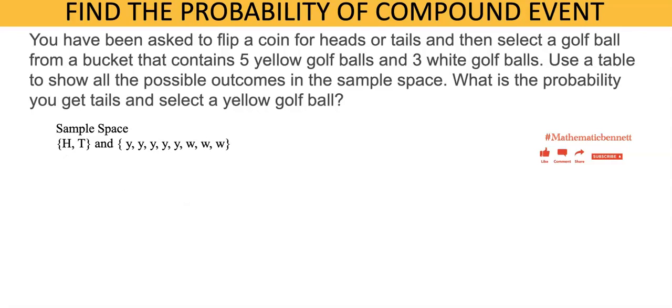Alright, so first we need our sample space. We have heads, tails. Since we have 5 yellow golf balls, we have to write it out: Y to represent the yellow golf balls, and W to represent the 3 white golf balls. From there, we're going to combine these two sample spaces to make one big sample space. So I'm going to put heads and tails down the side, and I'm going to put the colors of the golf balls up here.